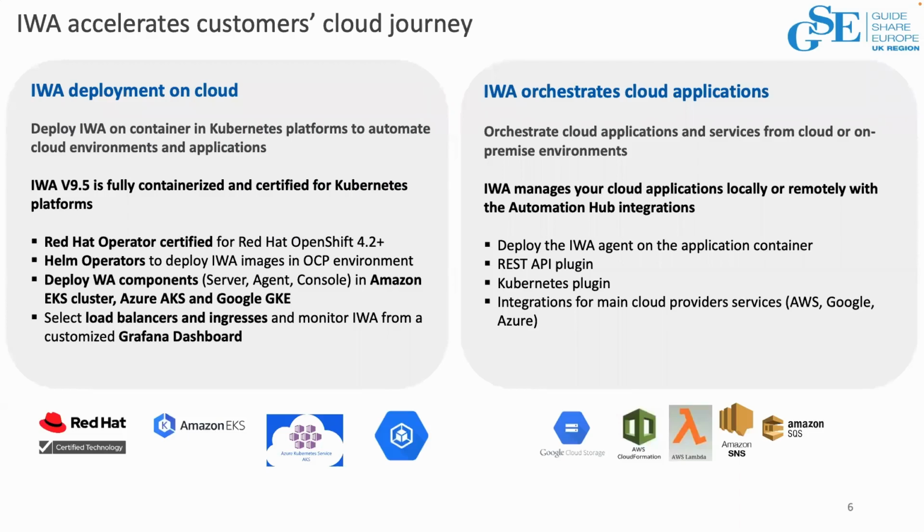Now let's go back to the fact that you can actually, with our product, manage your cloud journey. So all the distributed components are containerized, can be deployed on Kubernetes platforms, and are certified for all the main cloud providers, and Red Hat OpenShift. The main cloud providers are Amazon, Microsoft Azure, Google. So all this is supported. You can deploy all the components, including the Z-centric agents, on these environments.